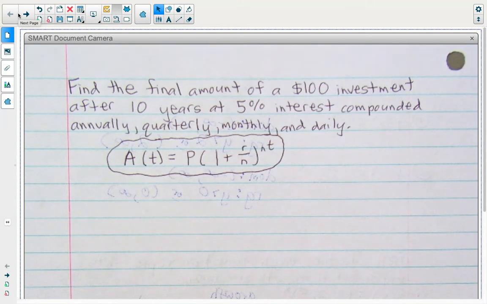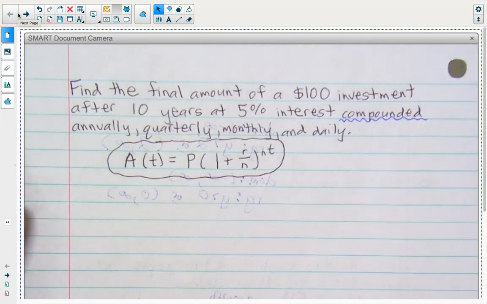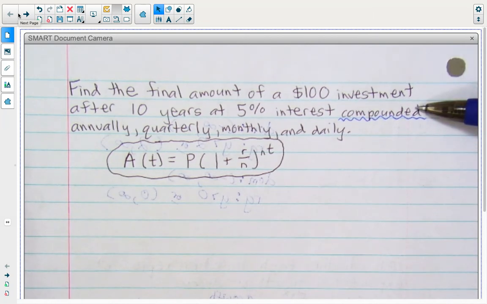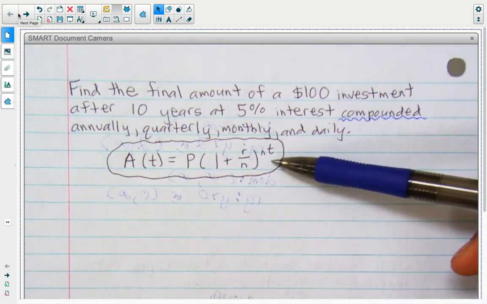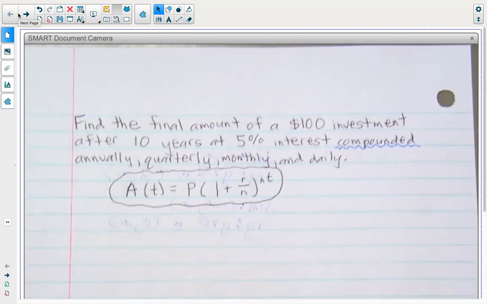monthly, and daily. So the key word in this problem, like how you know to use this formula, you use this formula if it says compounded. So that's the key word. If it doesn't say compounded, then use the other formula that I just showed you, the A equals P times 1 plus R to the T power, use that one. But if it says compounded, then we're going to use this one right here. All right, so here we go.